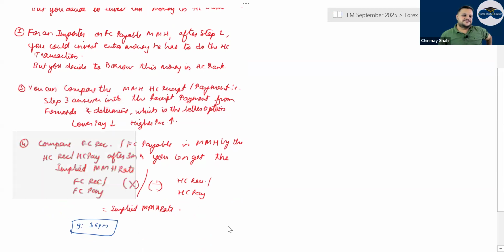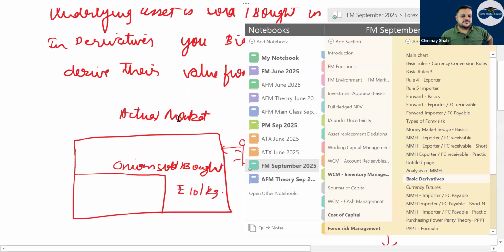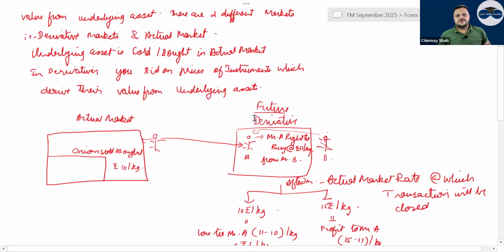Then whatever FC receivable or payable divided by the home currency receivable or payable will give you the implied MMH rate, which you can directly compare with the forward rate.